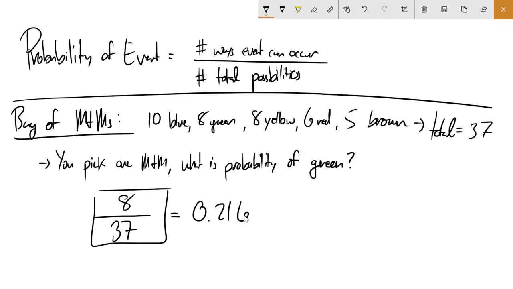0.216, say. If you round, is that right? Or did I round that wrong? Yeah, that's right. So it's about 0.2. So that would be the decimal form. Or, like we're going to start talking about in the next chapter, you could think of that as a percentage. It's like a 21.6% chance.